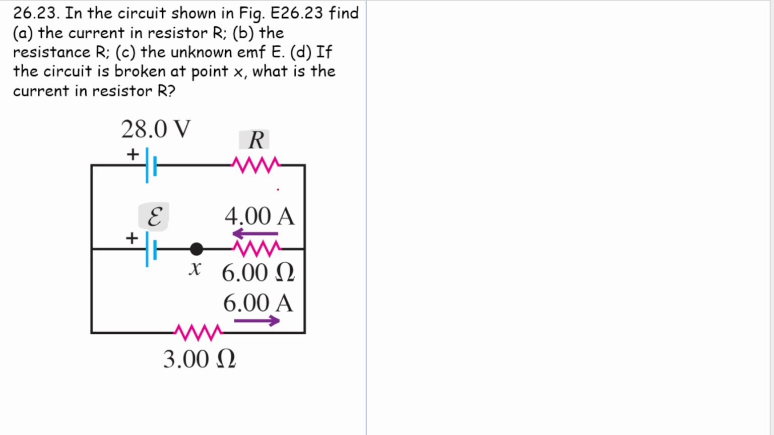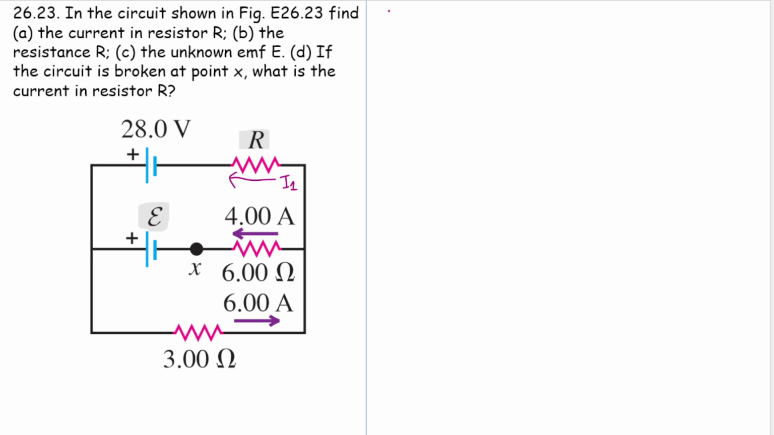Maybe let's just follow this. This one goes to the right and this one goes to the left. I think I just want it to be going to the left. You can just assume any direction, to the right or to the left. When the direction is wrong, you will get a negative value of the same magnitude, but that is also not a problem. So let's name this current here as I1.